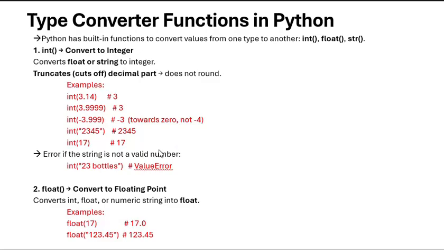Error if the string is not a valid number. For example, int "23 bottles". Here you can observe a digit and a string inside. That's why when you have a number and letters together, you cannot convert it. It will show a value error because int works only with decimal numbers, which are numbers, not with the strings. Got it? That's why it will show a value error.